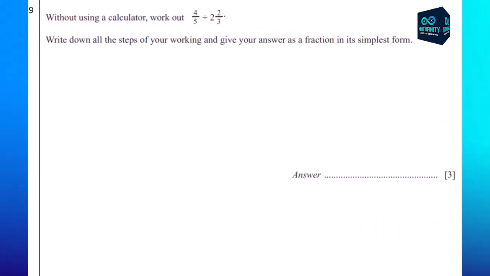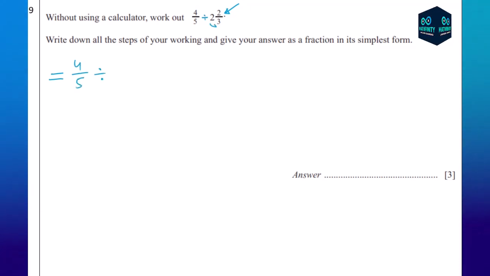Question number 9. Without using a calculator, work out 4 over 5 divided by 2 whole 2 over 3. Again, the division sign is between the two fractions and there is also a mixed number. So first we will convert this mixed number into an improper fraction: 4 over 5 divided by, we will convert, 2 times 3, 6, plus 2, 8 over 3.